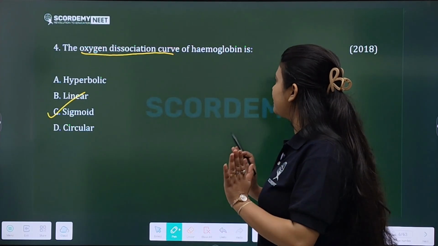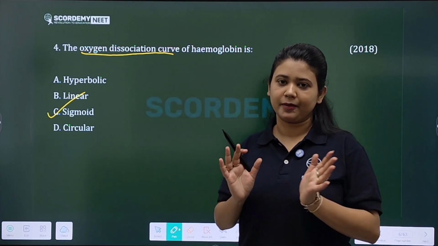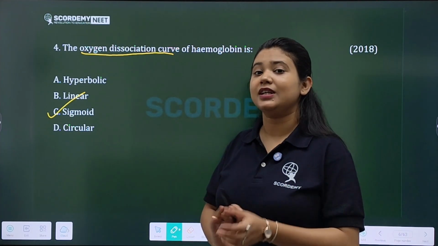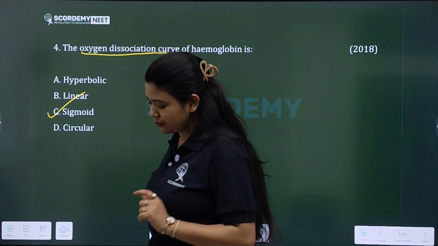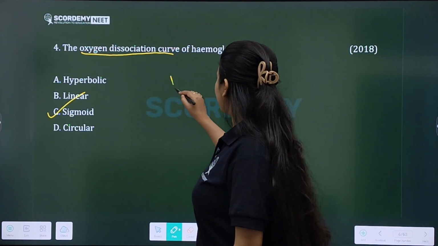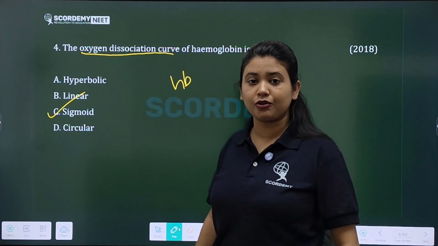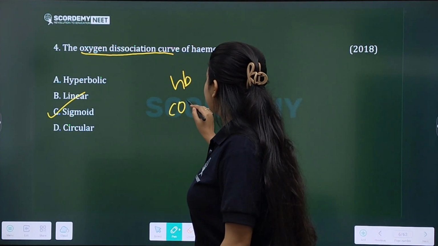The oxygen dissociation curve of hemoglobin is sigmoid. Why sigmoid? Because the hemoglobin molecule shows cooperative binding, okay?